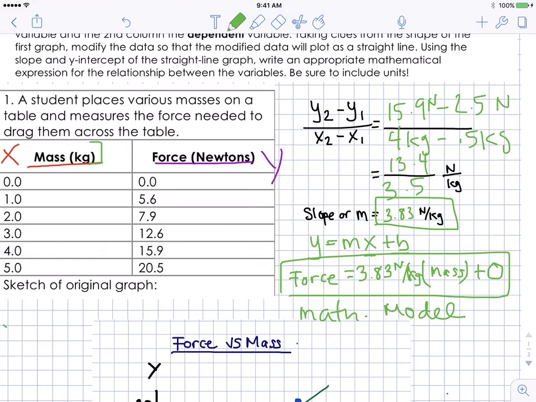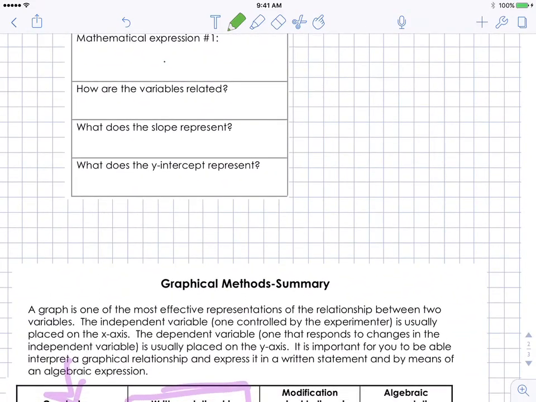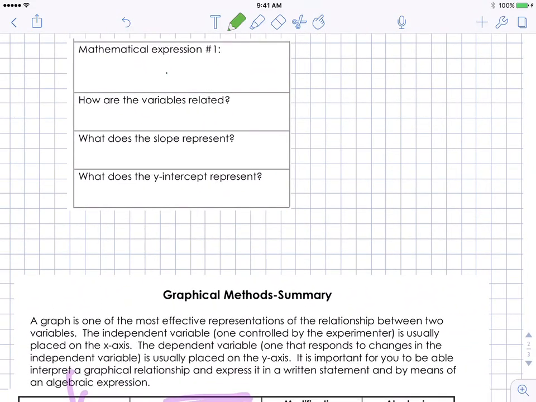All right. Well, I'm running out of time, you guys, so I think I'm going to stop here, but move on to that next video, and I'll show you guys how to figure out how the variables are related, what the slope represents, and what the y-intercept represents for this graph. So just move on to the next video, the second part of this graphing practice handout. All right.